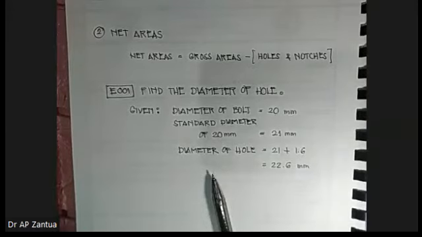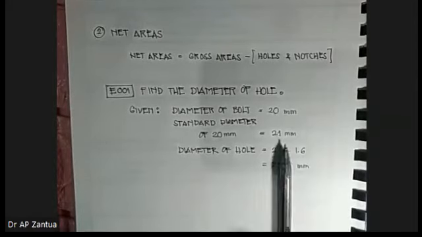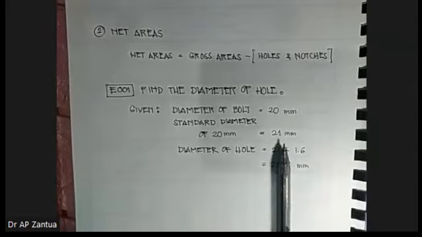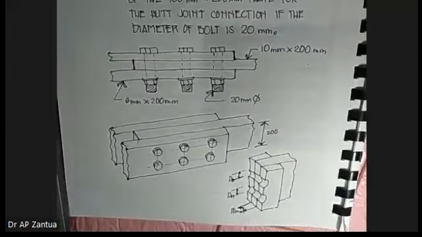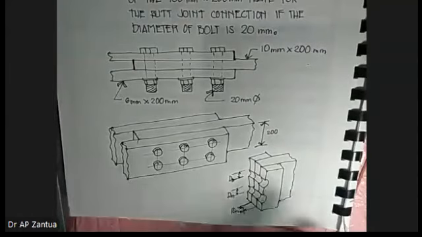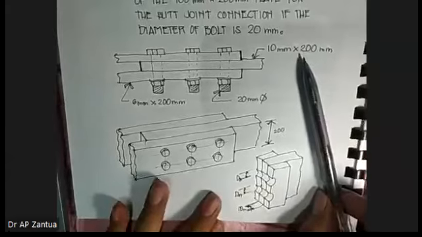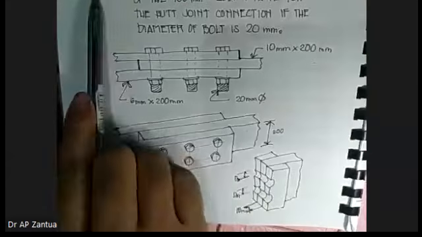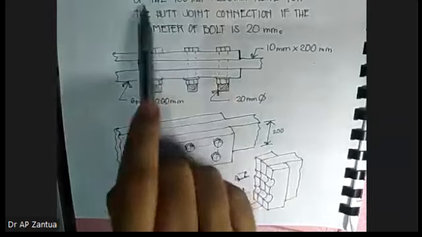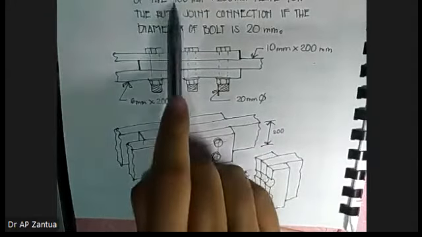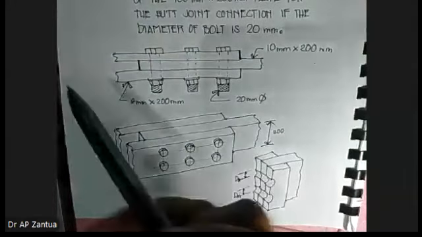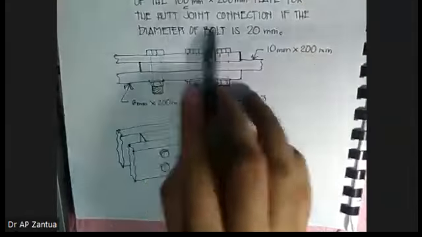So let us continue with our next example. I will just pause the video and write down the next sample. So we have to take another example. Sample number 2. Find the net area of the 10 mm by, this is a typo error, 10 mm by 200 mm plate for the butt joint connection.